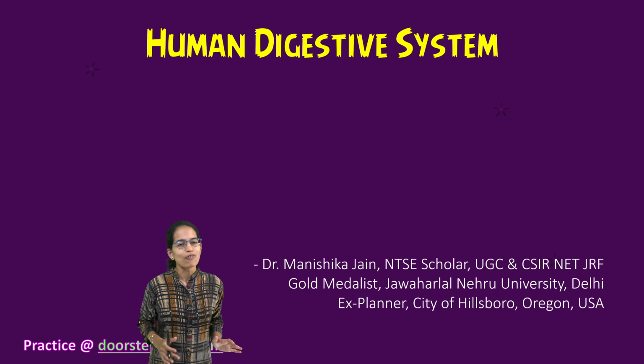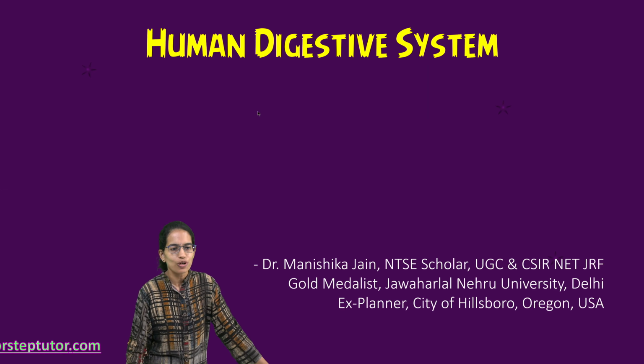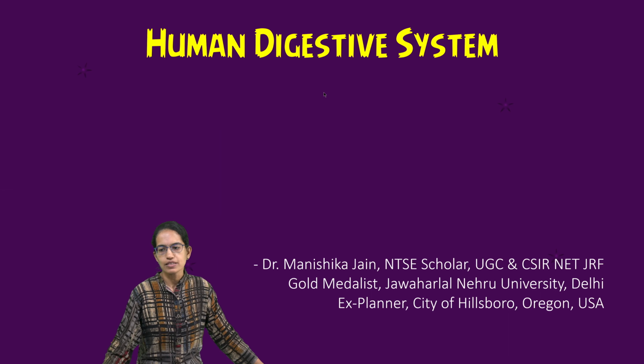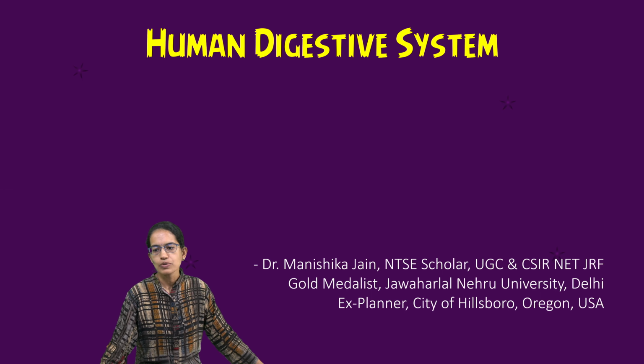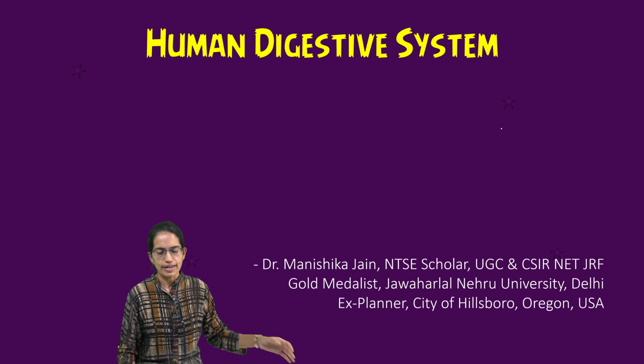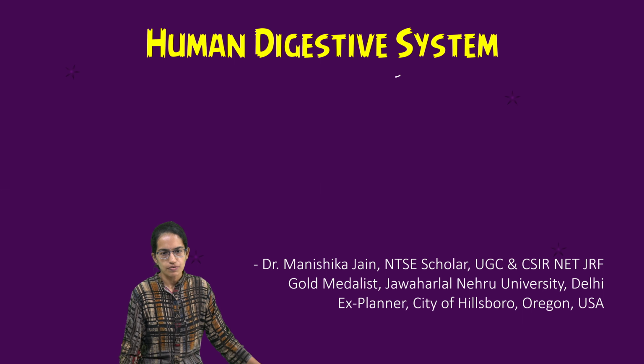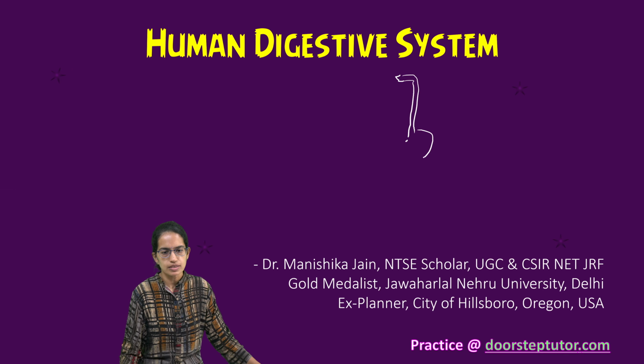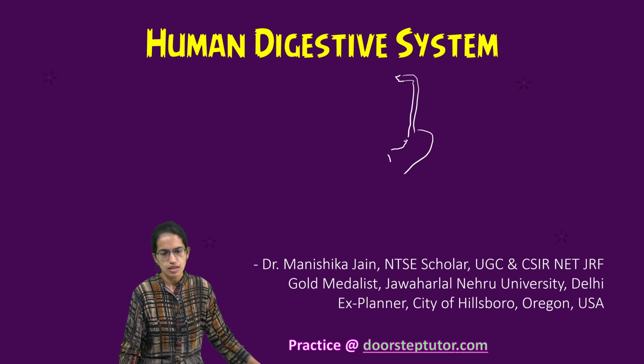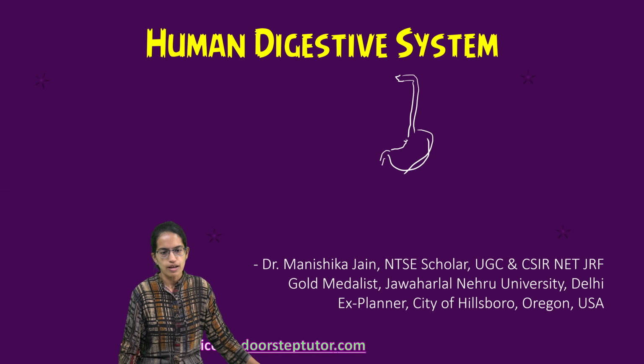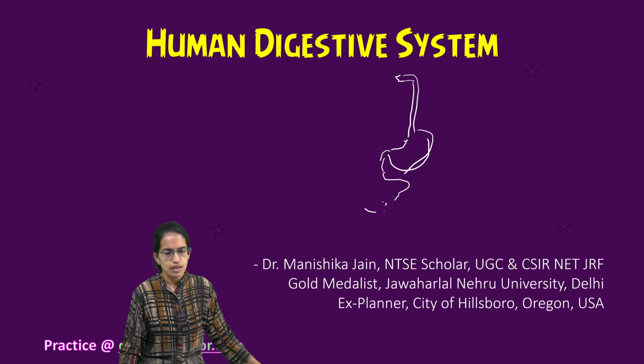A quick summary of the human digestive system. Now, as we all know, the human digestive system begins with the mouth. From the mouth, the system moves to the pharynx, esophagus, stomach, and then you have the small intestine, large intestine, and finally the excretory system.